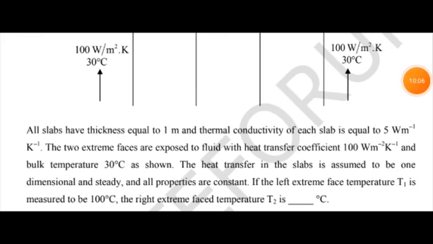Okay, this is the second half of the question. All slabs have thickness. We already know that from the figure itself. We have found out that thermal conductivity of each slab is equal to 5 watt per meter Kelvin. The two extreme faces are exposed to fluid with the heat transfer coefficient we have already seen in the figure itself. The heat transfer in this slab is assumed to be one dimensional and steady, and all the properties are constant. If the left extreme temperature is 100 degrees Celsius, we have to find the right extreme temperature. Okay, this is the question.